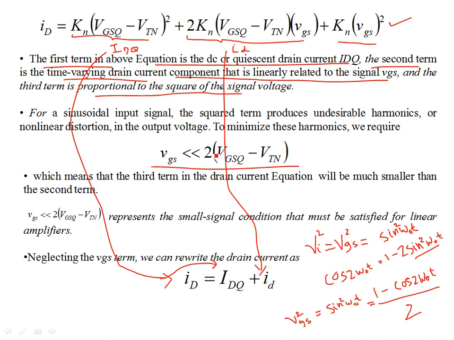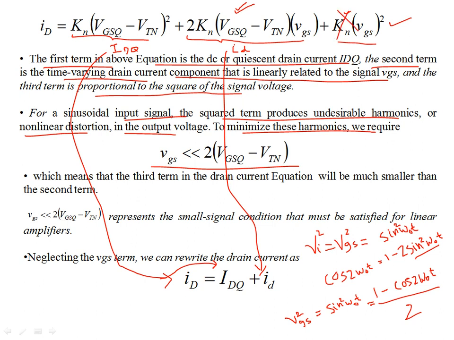You see over here we have a time varying signal due to VGS, which is being multiplied by twice VGSQ minus VTN. So that's the DC part. So for a sinusoidal input signal, the square term produces undesirable harmonics. You see over here, this is the second harmonic, or non-linear distortion in the output voltage. So to minimize these harmonics, we require VGS to be much less than 2 VGSQ minus VTN. If this quantity is much less than this quantity, then addition of this quantity to this quantity is not significant. It's not important, so you can remove this term altogether.